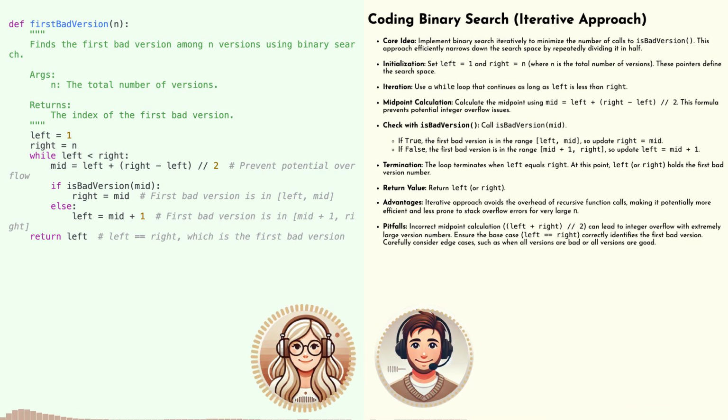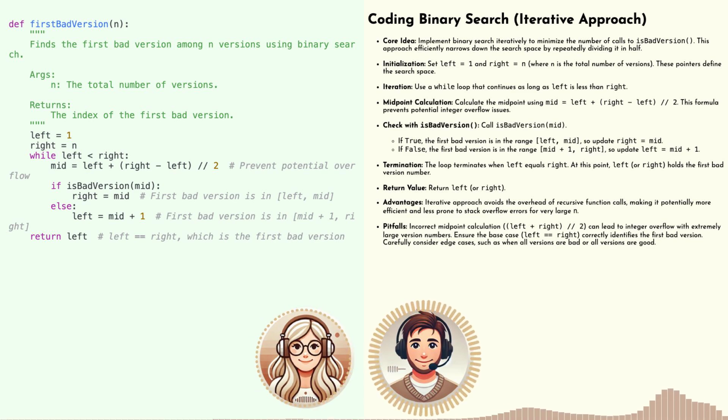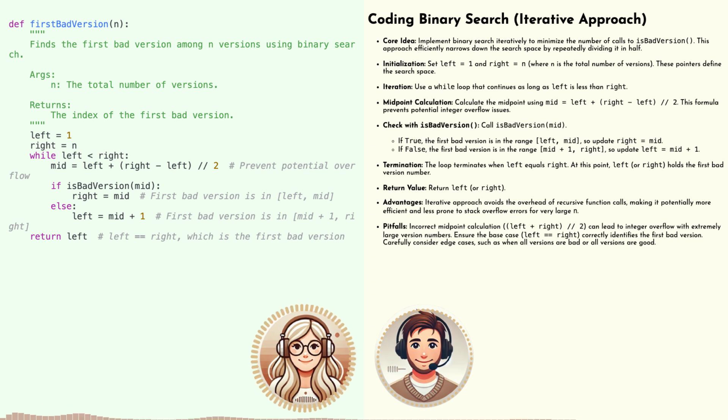Right. Okay, so this is where we have to make a decision. What do we do based on whether that mid version is bad or good? Okay, so if the mid version is bad, we know for sure that the first bad version has got to be somewhere between left and mid, including mid. So we update right to be mid, essentially cutting off that right half of our search space. Okay, yeah, we're narrowing our focus to the left half. Exactly.